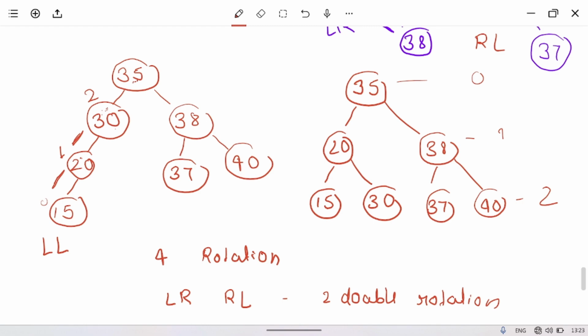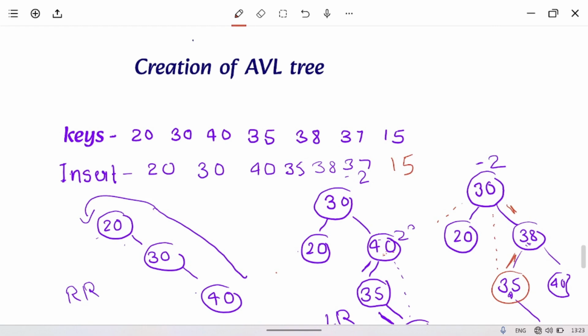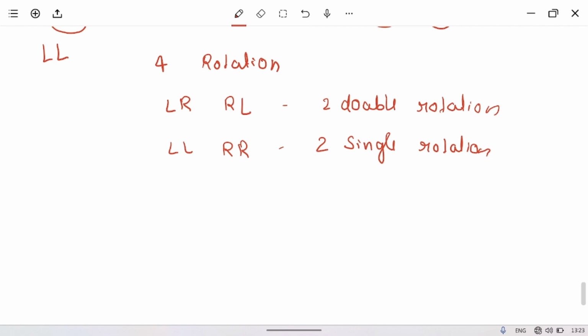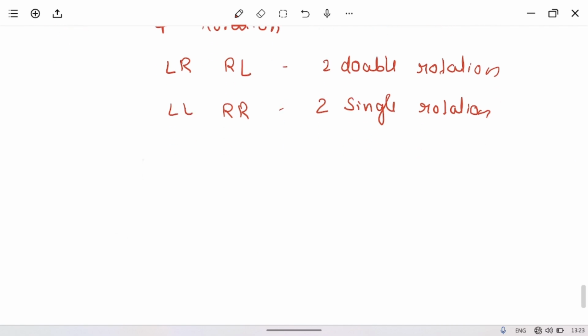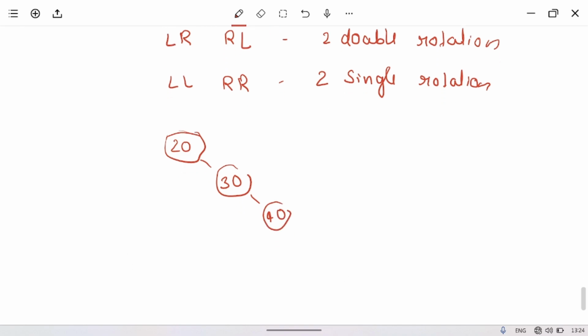So how height is 2? If we will create tree using these element, how binary search tree will look like? Let's create simple binary search tree, okay. First element was 20, okay. Then 30 is greater than 20, so 30, okay. Then 40, here simple binary search tree I am creating, I will compare it.